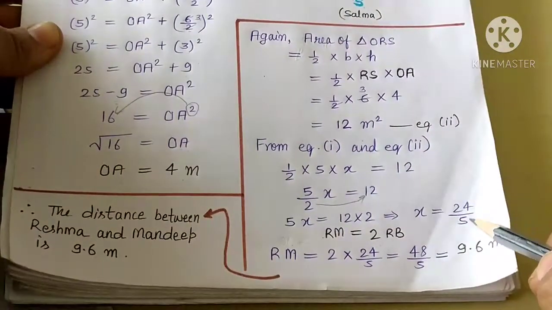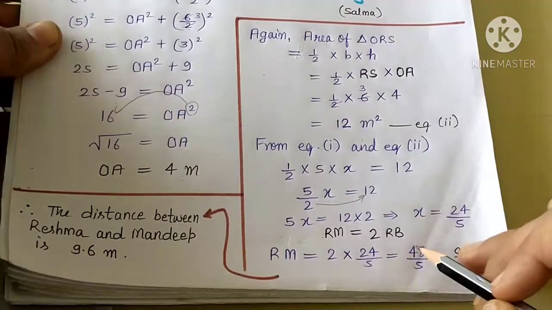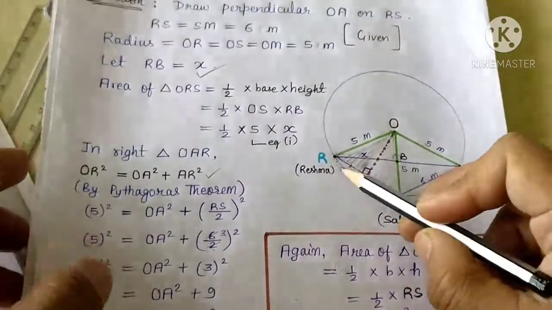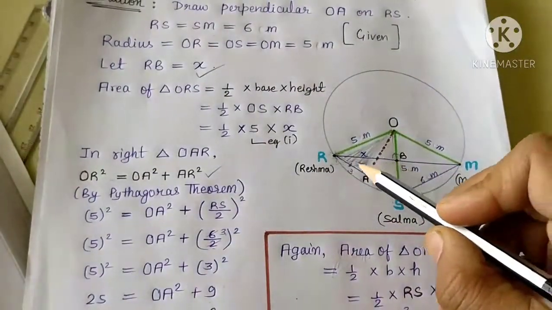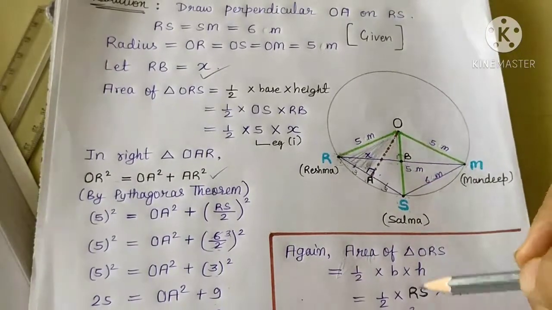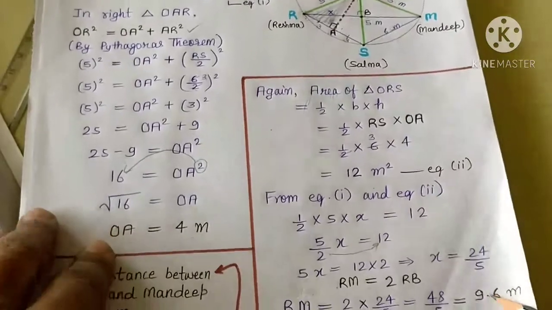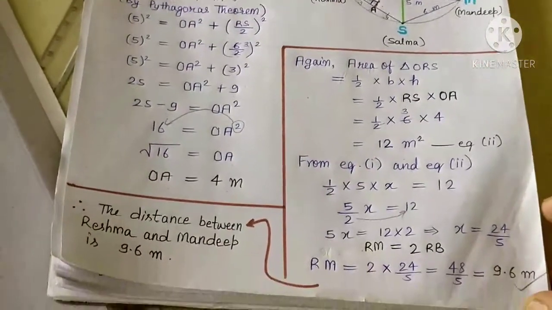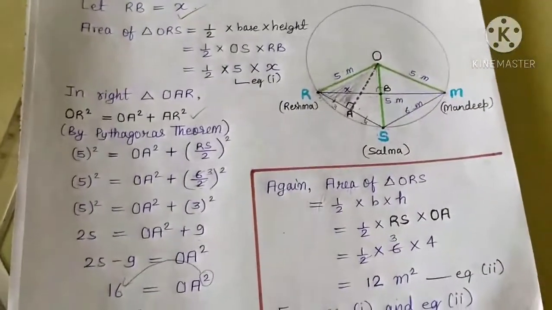RB is 24 upon 5, divided by 2. So 2 into 24 upon 5 is 48 upon 5. It means 9.6 meter is our RM. And what is RM? RM is the distance between Reshma and Mandeep. And this thing only we needed to find out. This is our answer: 9.6 meter. I hope it is clear to you. Just check this diagram again.